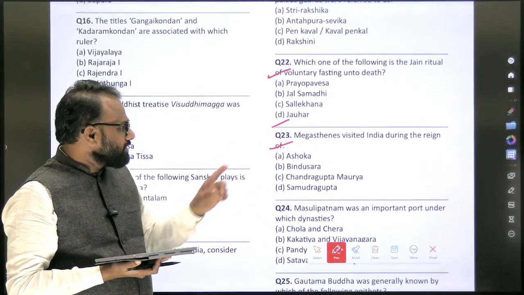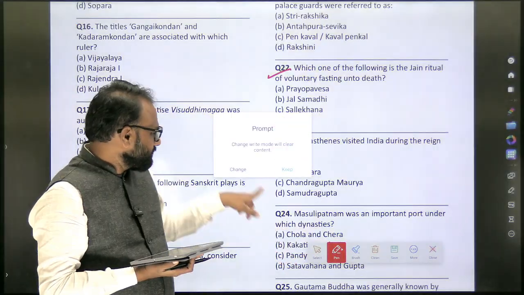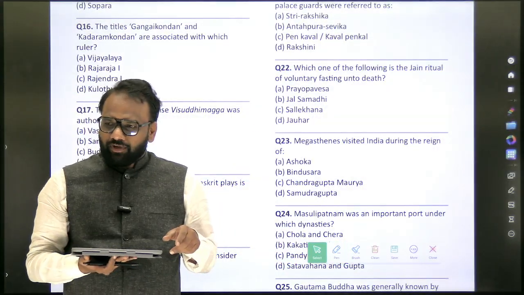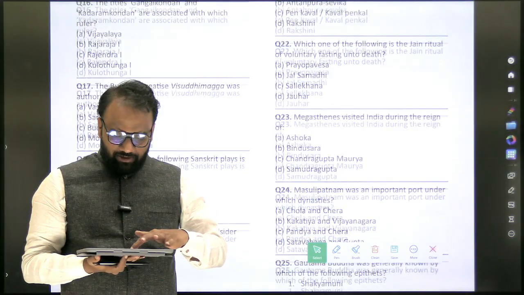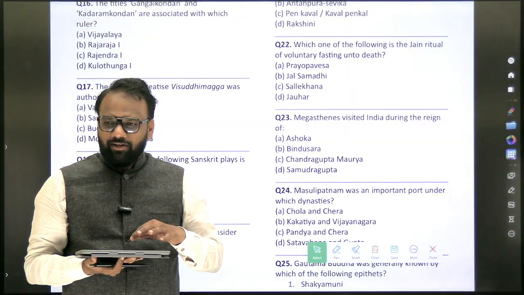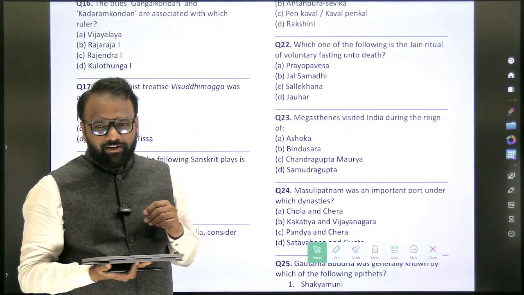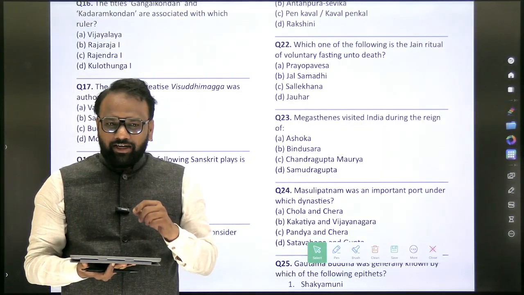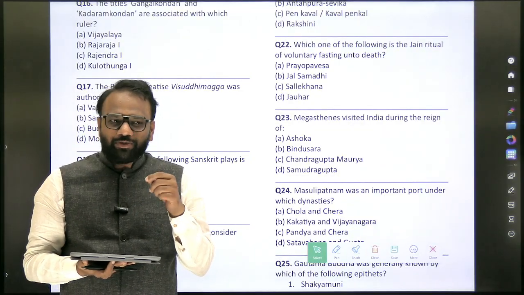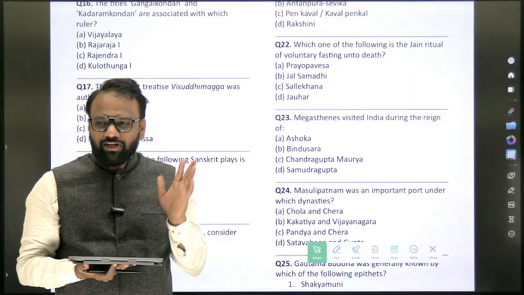What is Jawahar? Okay, again it's a famous film, right? Which is that? Padmavati, right? How about Prayo Pavesa? I shared it in the content. That is also a kind of ritual suicide itself. Okay, ritual suicide, but not associated with Jainism.